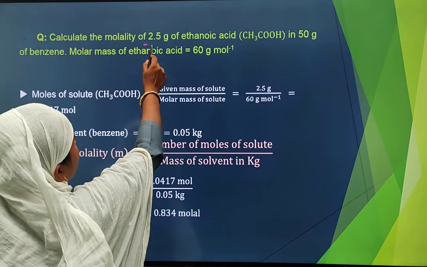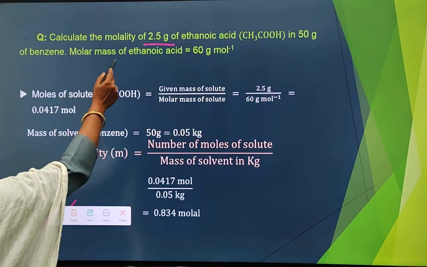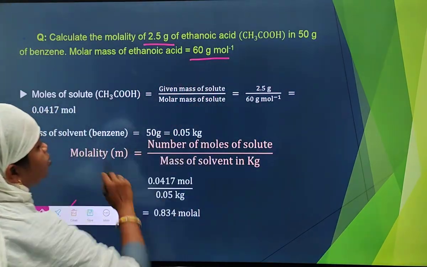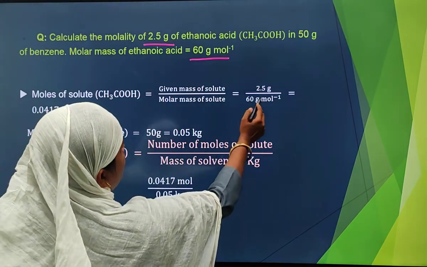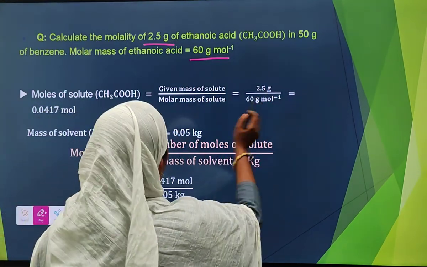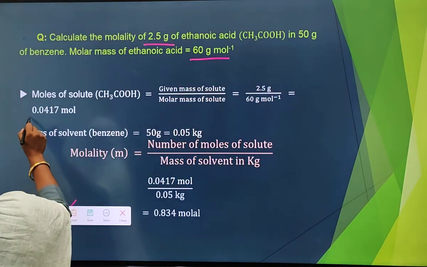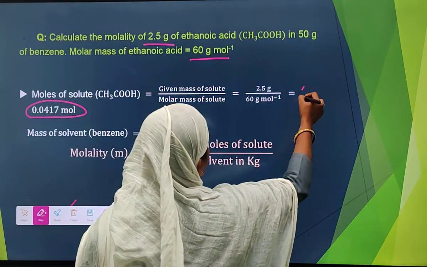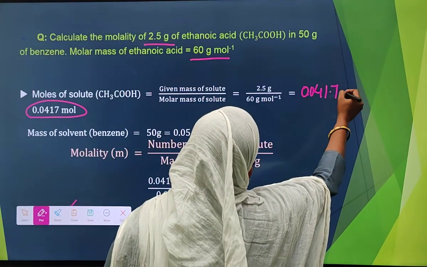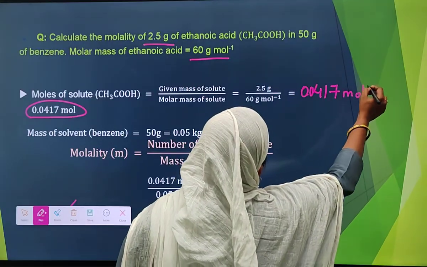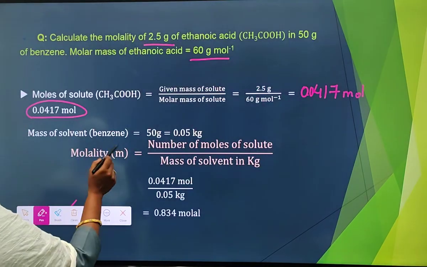Calculate the molality of 2.5 grams of ethanoic acid in 50 grams of benzene. Molar mass of ethanoic acid is 60 grams per mole. Now moles of the solute is given mass of the solute upon molar mass of the solute. So we will calculate 2.5 upon 60 grams per mole. We get a value of 0.417 moles. I should write it over here. Sorry, 0.0417 moles.